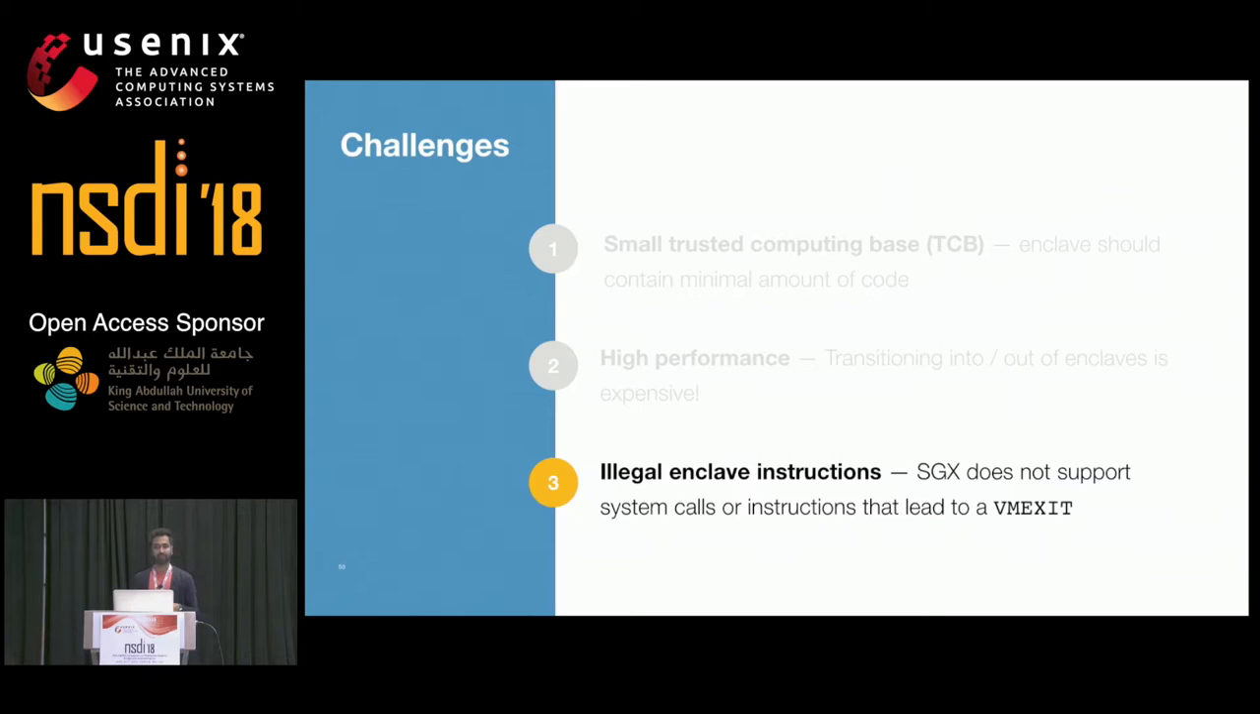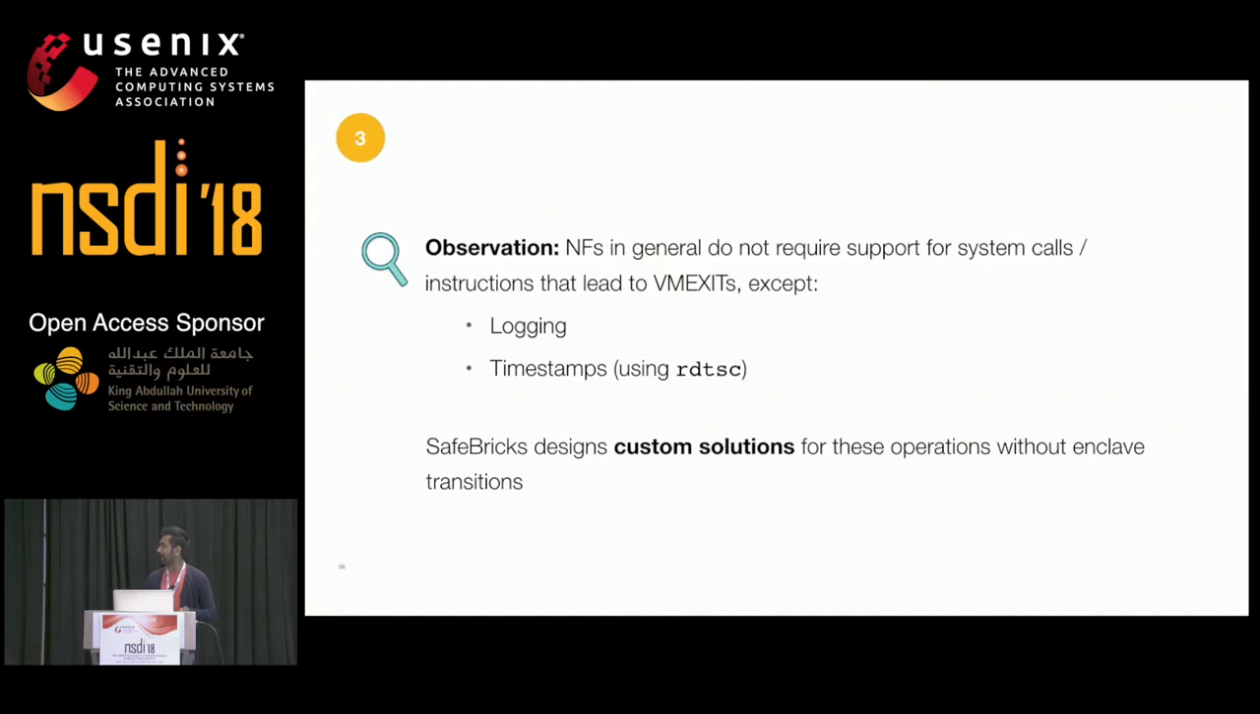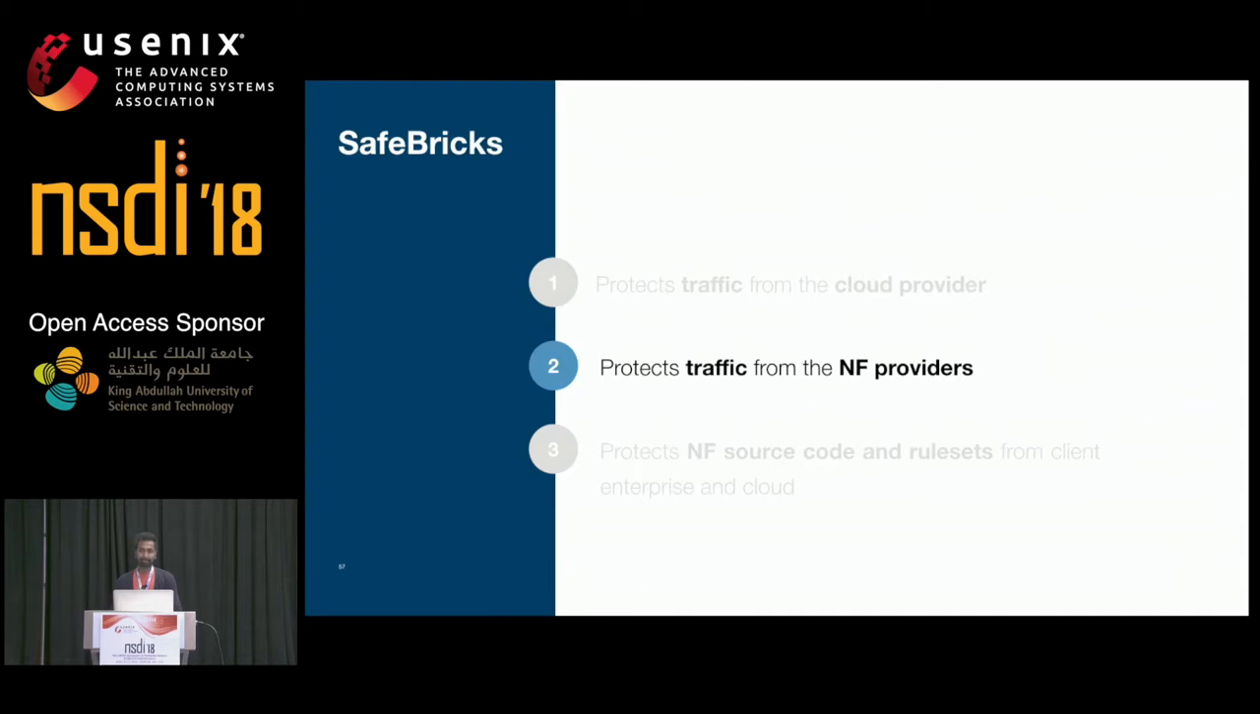The third challenge that we wanted to address was handling illegal enclave instructions, just system calls or instructions that lead to VM exits. And the observation that we make here is NFs in general do not need support for system calls or instructions that lead to VM exits owing to their high performance requirements, except logging and timestamps, which are crucial for many NF operations. So in SafeBricks, we design custom solutions to handle logging and timestamps and do so without the need for enclave transitions. Okay, so that was the first security goal, protecting traffic from the cloud provider.